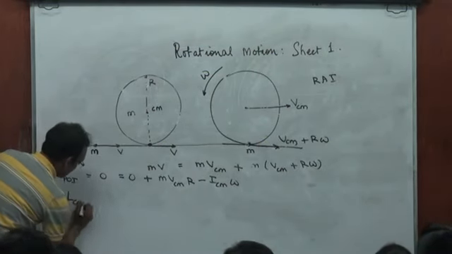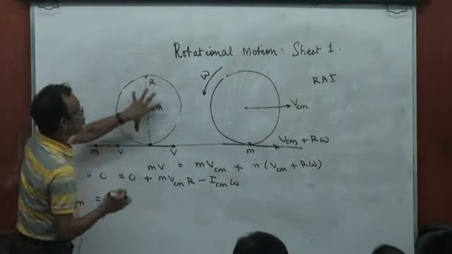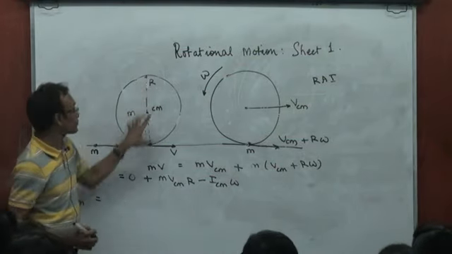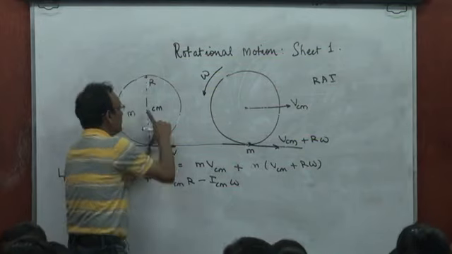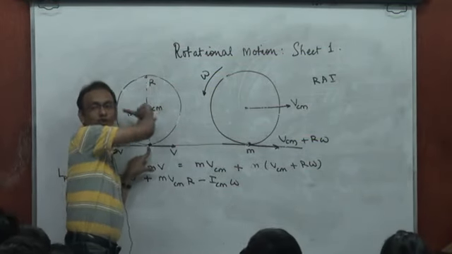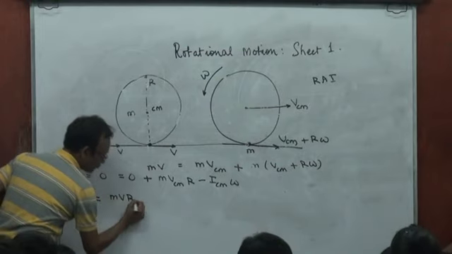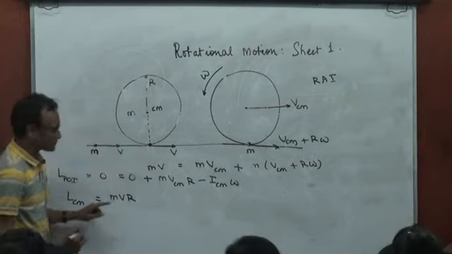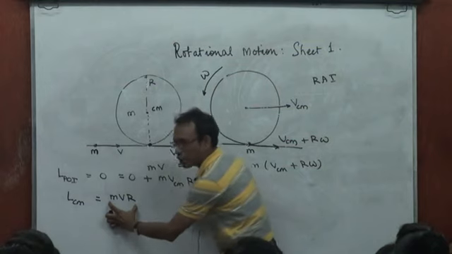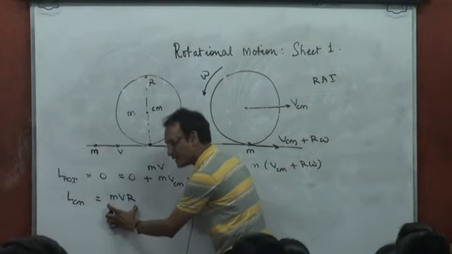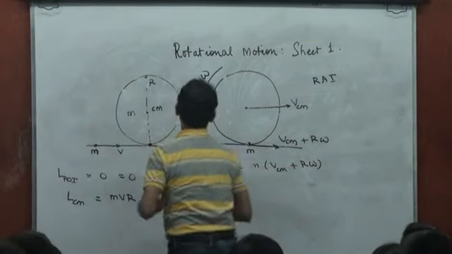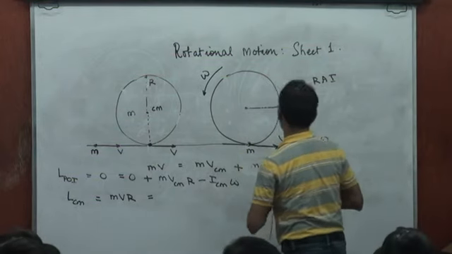what was the angular momentum of the system about the center of mass? Hoop was 0 because it was at rest. For the bullet, it was mv into r anticlockwise, just before the impact. And this was the total anticlockwise angular momentum before the impact. Just after the impact, the anticlockwise angular momentum.